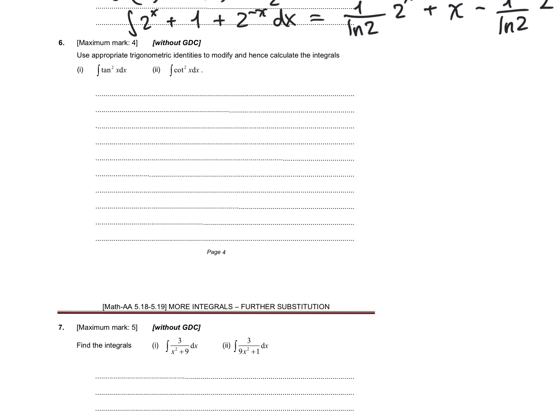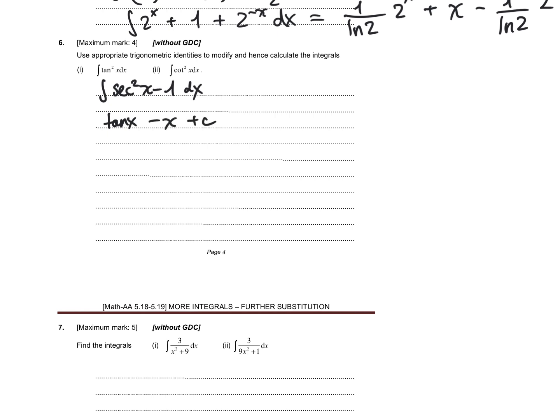Okay, so use appropriate trig identities. So for tangent squared, I would usually say get the squared away. But we actually have the integral for some of the squared stuff. So we have an integral for secant squared, and we know that 1 plus tangent squared is secant squared. So tangent squared is secant squared minus 1. And like I said, the integral of secant squared is tangent, and then minus x plus c.